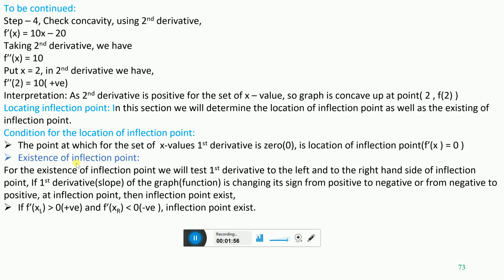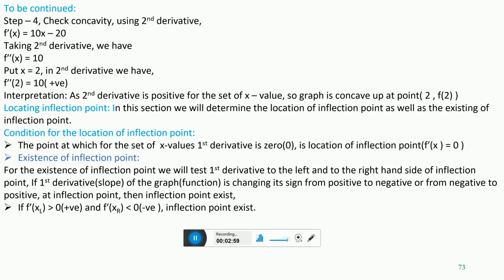Second, the existence of an inflection point. One is location, and then we will practically check that this is an inflection point. Inflection point exists or does not exist. So how can we make sure that an inflection point exists or does not exist? We will check the slope of the function to the left of the inflection point, and then we will check the slope of the function to the right of the inflection point. If the first derivative to the left of the inflection point is increasing and to the right of the inflection point our first derivative starts to decrease, then this is an inflection point and the inflection point exists.